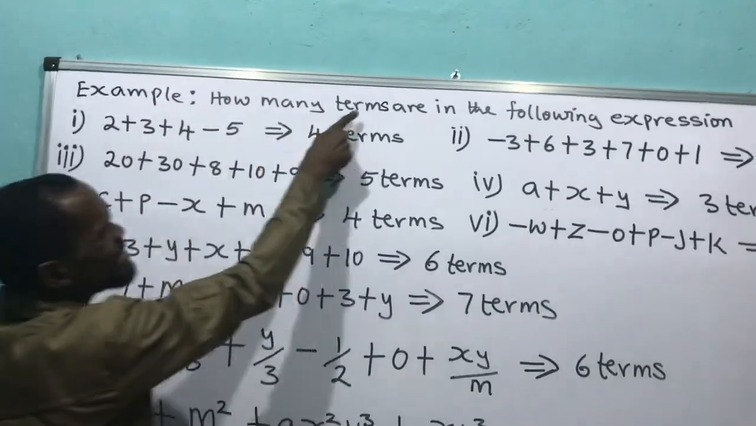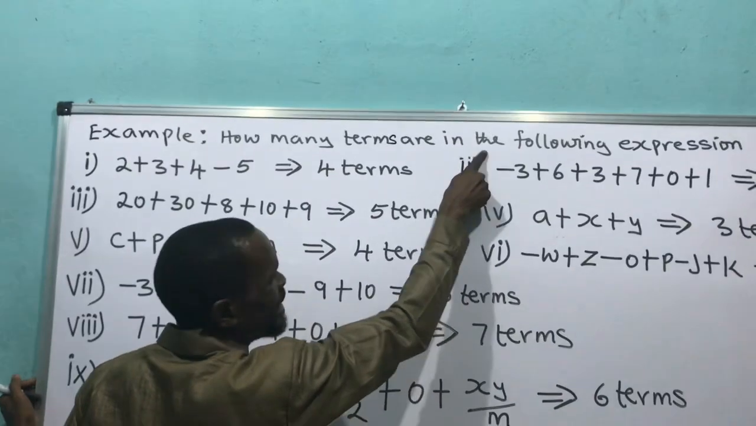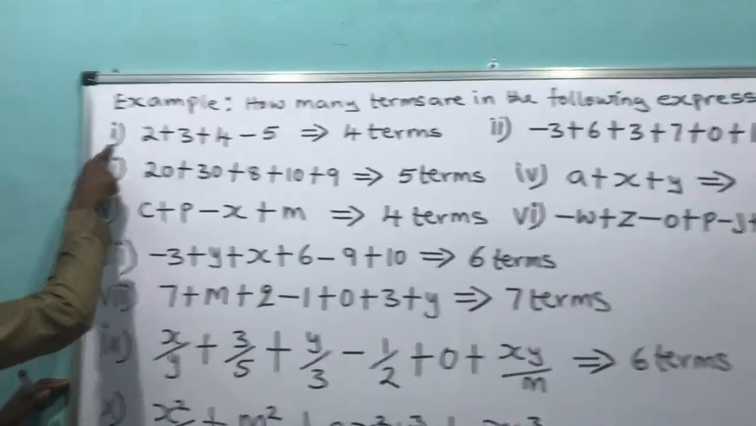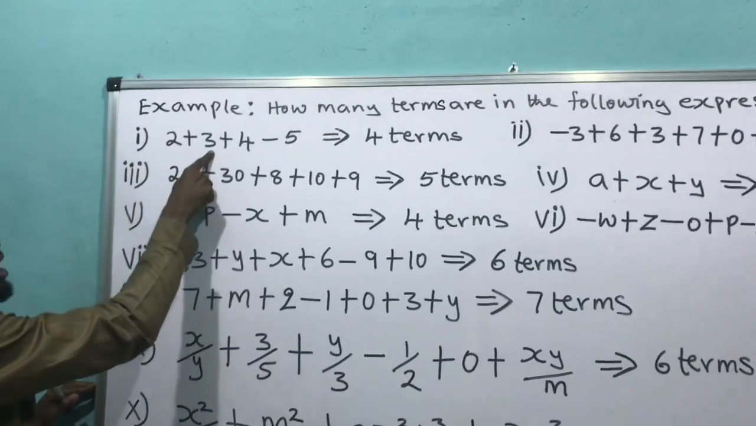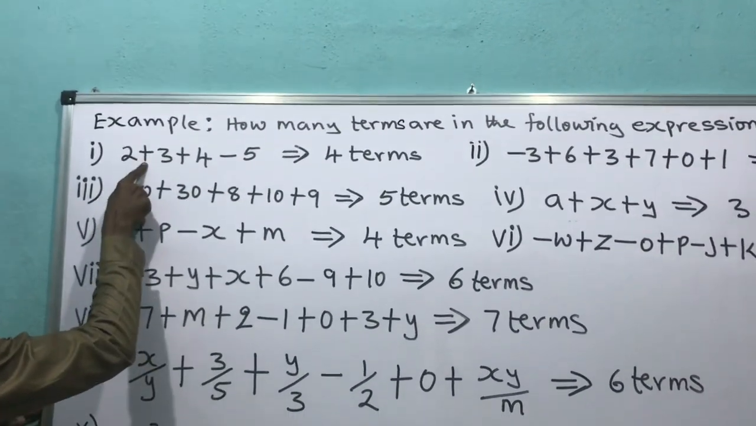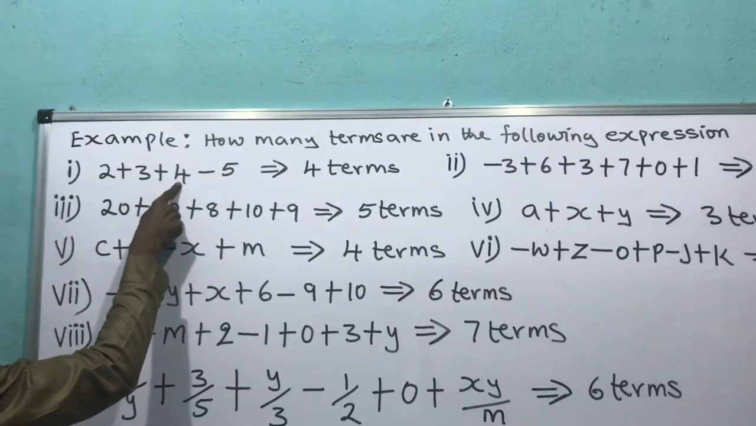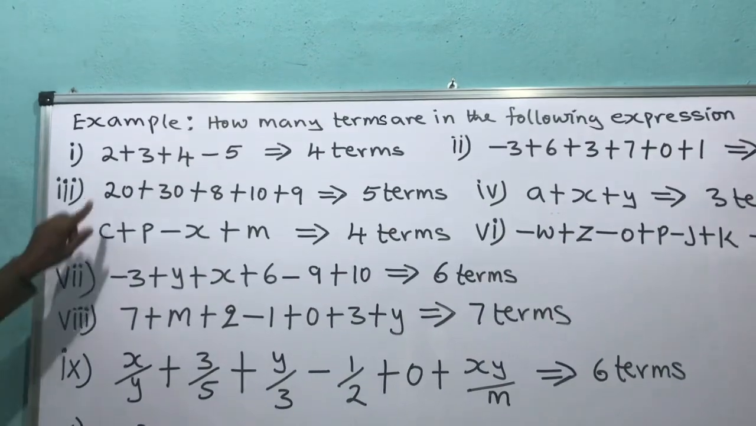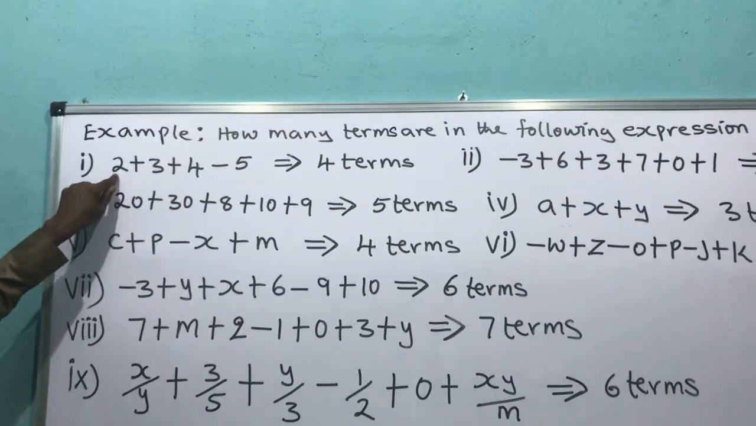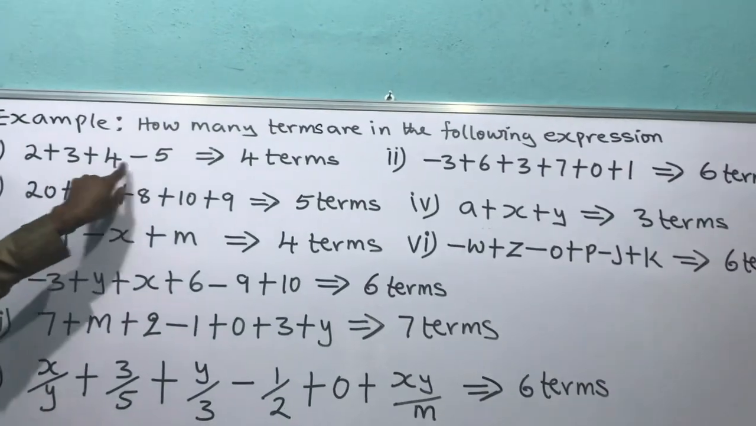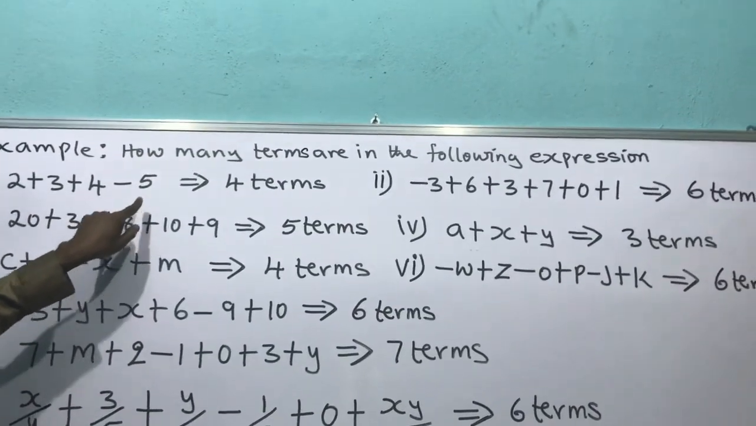Example, how many terms are in the following expression? The first example: 2 plus 3 plus 4 minus 5. How many terms are here? We have the first one, this 2 is a term, 3 is a term, 4 is a term, minus 5 is a term. So count it now.